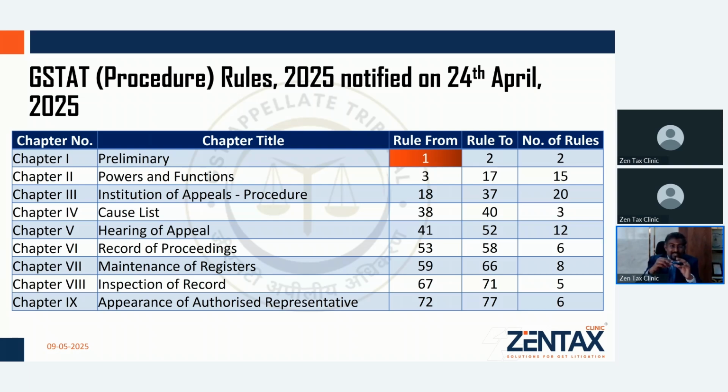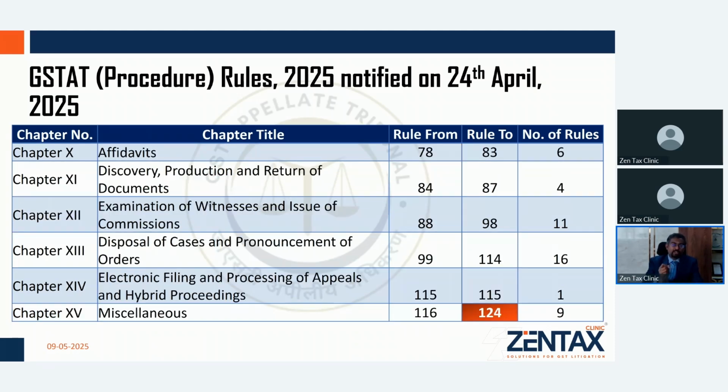The institution of appeals, that is the practical procedure relating to the filing of appeals, admission of evidences, has been encompassed in 20 rules starting from rule number 18 to rule number 37. And with respect to the cost list, we have a separate chapter for hearing of the appeal, the record of proceedings, maintenance of registers by the appellate tribunal, that is by the registrar, inspection of records, appearance of authorized representative, affidavits, discovery, production and return of documents, examination of witnesses and issue of commissions, disposal of cases and pronouncement of orders, electronic filing and processing of appeals and hybrid proceedings and miscellaneous.